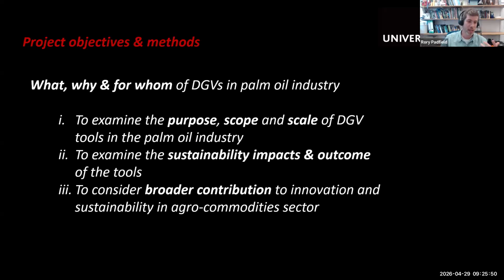These are the three objectives of the study. I wanted to know the purpose, scope, and scale of these tools. I wanted to examine the sustainability impacts and the outcomes of the tools, and then to reflect on broader contributions to innovation and sustainability more generally. Those were the three objectives that really held us to account throughout the project.